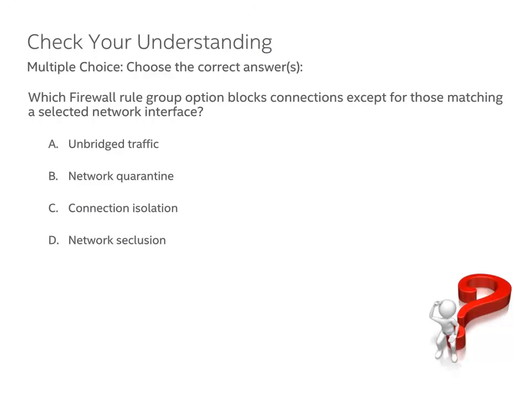Check your understanding. Multiple choice, choose the correct answer. Which firewall rule group option blocks connections except for those matching a selected network traffic? Is it A, unbridged traffic, B, network quarantine, C, connection isolation, or D, network seclusion? The answer would be connection isolation.